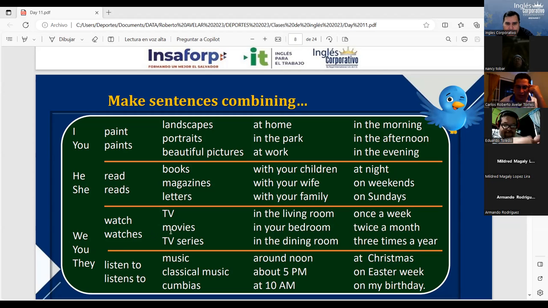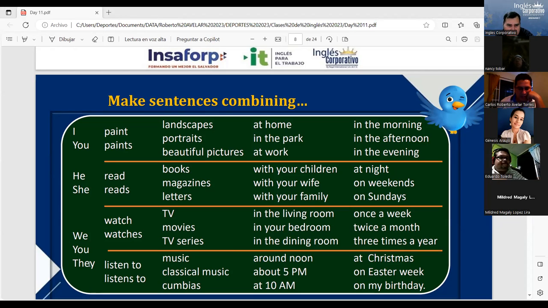You watch TV series in your bedroom 3 times a year. They listen to music about 5 p.m. on my birthday. Okay. That's nice. Very good. Okay.